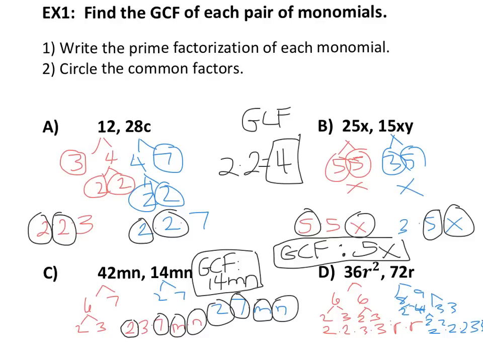Now we need to circle what they have in common. They have a 2 in common, another 2 in common, a 3 in common, and another 3 in common. And finally, they have 1 r in common. So they have 2 times 2 times 3 times 3 times r. In other words, the GCF between 36r squared and 72r is 36r. And that is the greatest common factor.